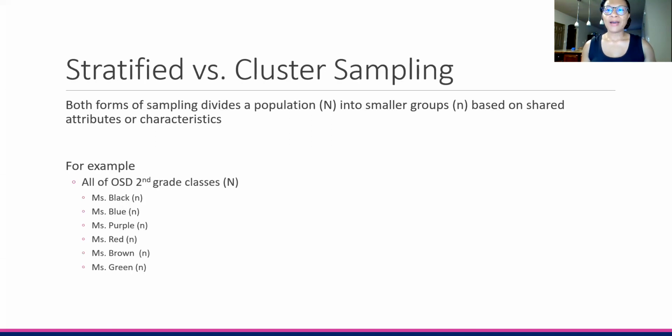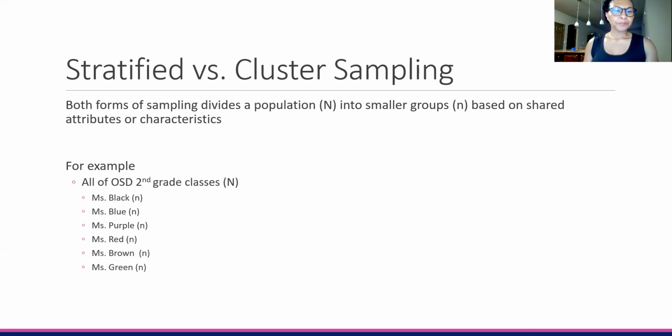In terms of stratified and cluster sampling, these are similar in the sense that we are taking a total population, so your capital N, and we are dividing that. We're breaking it down into subgroups or smaller groups. If we're doing stratified sampling, these smaller groups are called strata, or stratum, singular. Or if we're doing clustered sampling, these smaller groups are known as clusters.